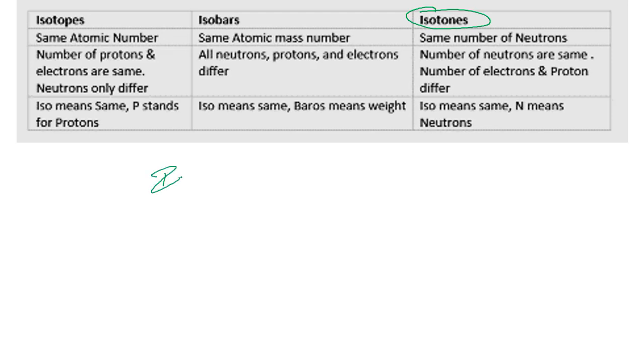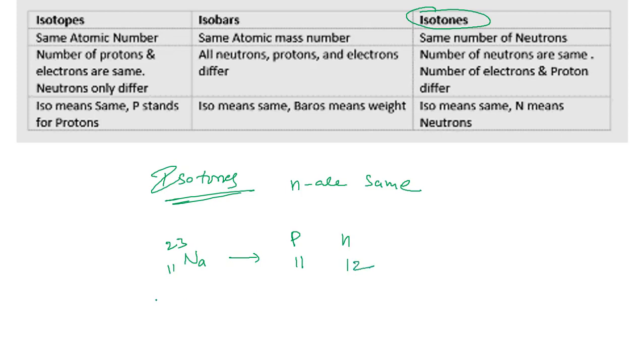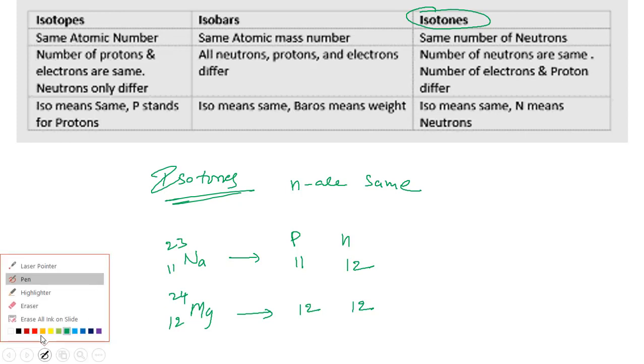Isotones. In isotones, the neutrons are the same. I will take one example here. Sodium 11Na23. In this sodium, how many protons are there? 11 protons. How many neutrons? 12 neutrons. Next, 12Mg24. How many protons are there in magnesium? 12 protons. How many neutrons? 12 neutrons.